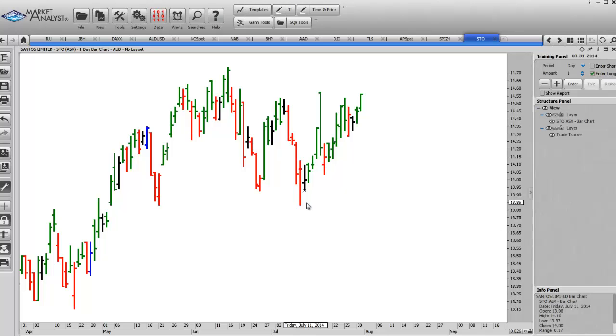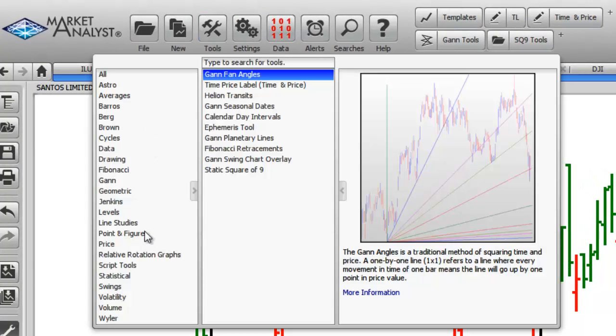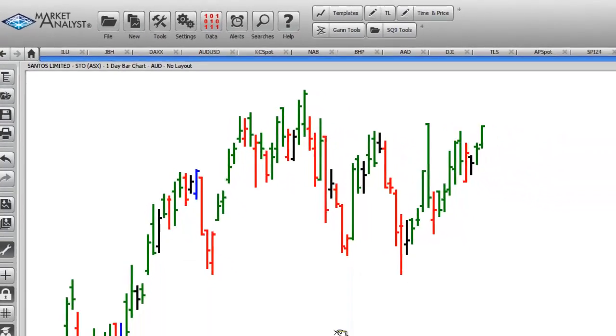What Market Analyst has done for us also, which is very, very simple, is we can go into the Tools folder, we can go into the Swings folder, and I now have a Gann swing chart overlay.